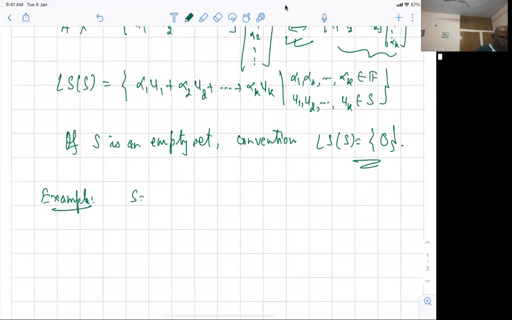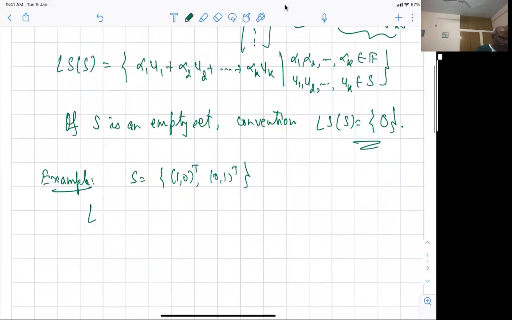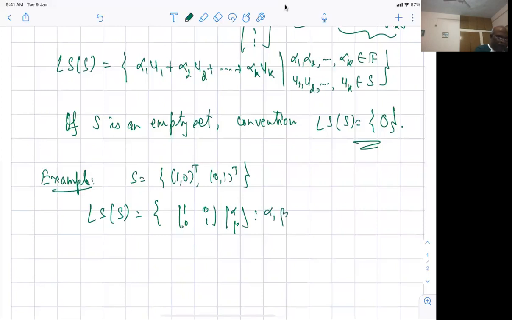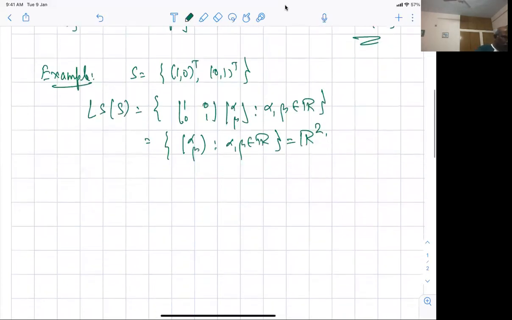So for an example, let S be equal to (1, 0) transpose and (0, 1) transpose. So we are looking at LS of S. Just write it as a matrix with columns (1, 0) and (0, 1). This is the matrix that I'm looking at. LS of S will be this matrix times (alpha, beta), with alpha and beta belonging to R. So this is nothing but the vectors (alpha, beta) such that alpha and beta belong to R, and therefore this is nothing but R2 itself. Fine. So this is one example.